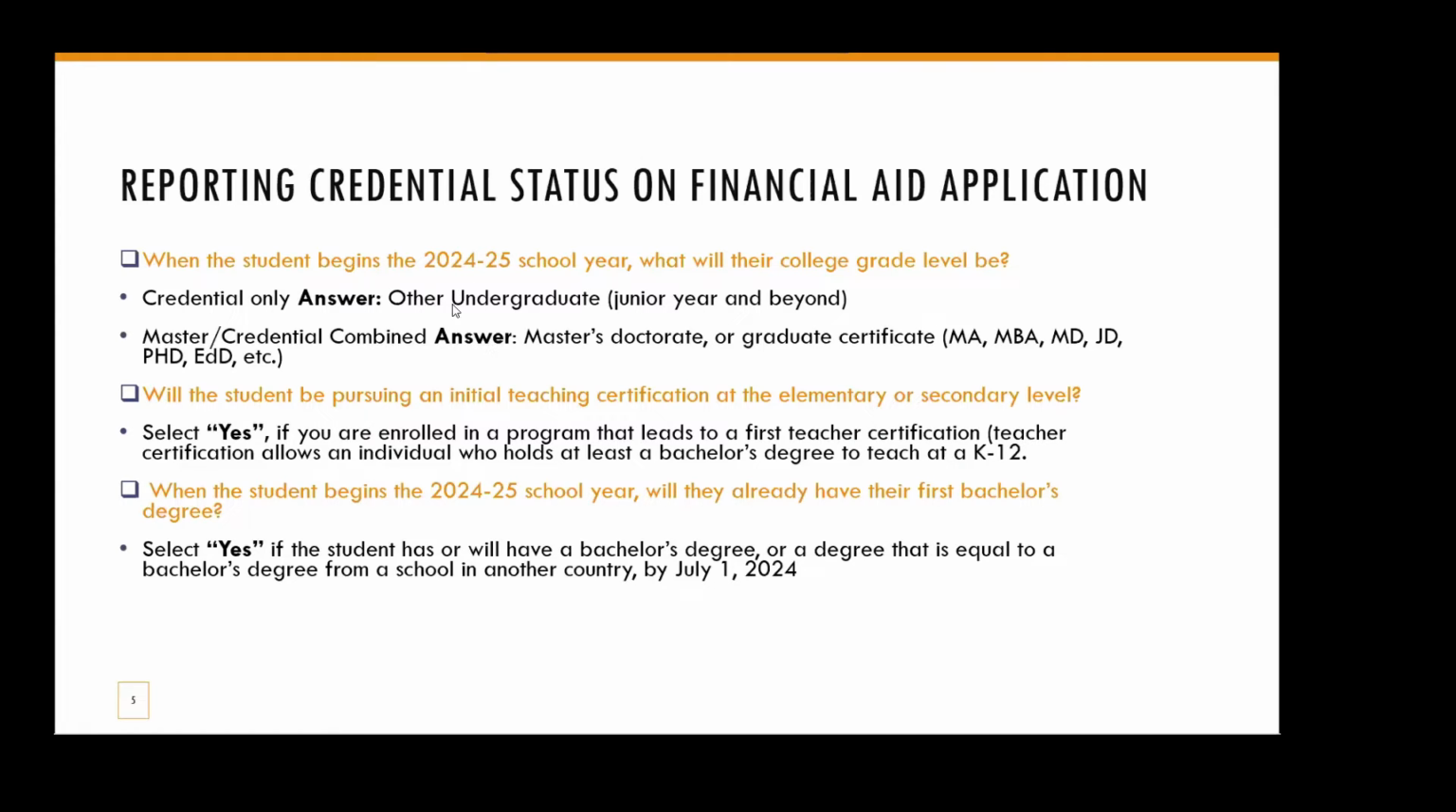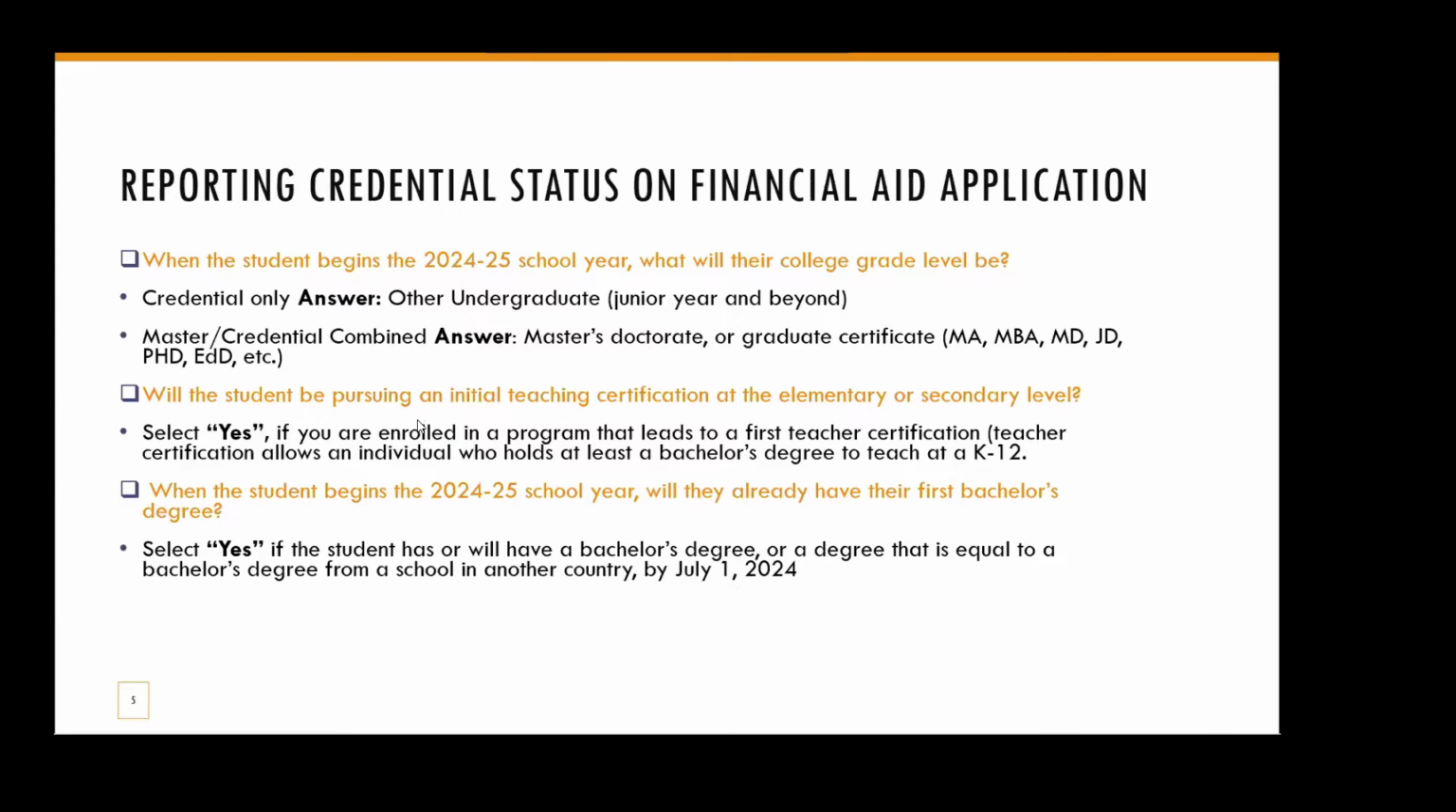Depending on what you answer, whether you're credential only and you answer other undergraduate, or because you're a combined student, your response will be master's, doctorate. If you are primarily a graduate student, because you're enrolled in the combined program, you're probably not going to see the next question because it has smart logic. So you might not see the following question.